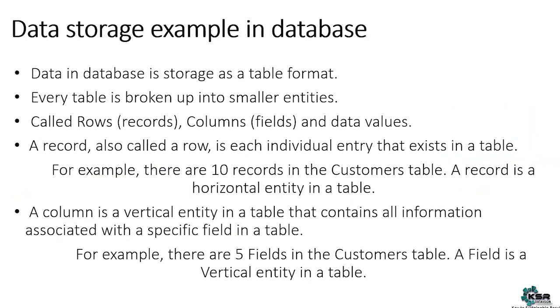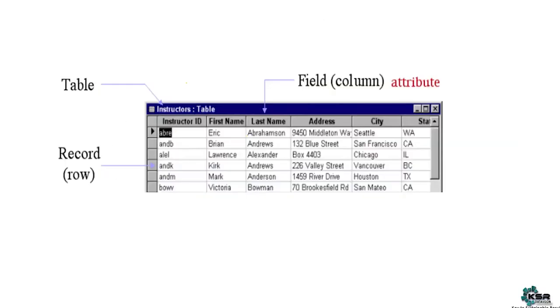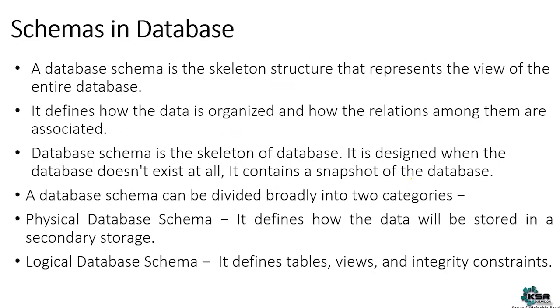And the next example, see how the information is stored in the database. It is stored in table format. So a table is broken into multiple small entities, which are called rows. Rows are also called records. Rows are also called tuples. Columns, as I've said, are also called fields. So this is the example. This is your table. This is a row. This is a column. So this is all read only.